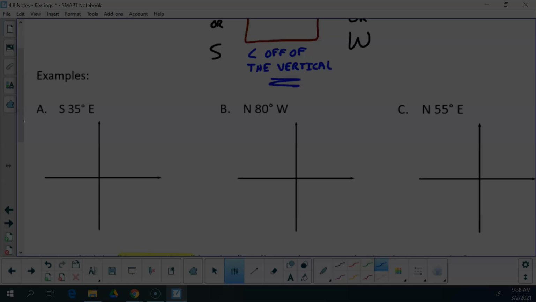I gotta switch to this page now. Okay? So south, 35 degrees east. That tells me that we are going down. So I'm going to start on the bottom half, 35 degrees to the east. So I'm going to go over here. And this angle right here is going to be 35 degrees.